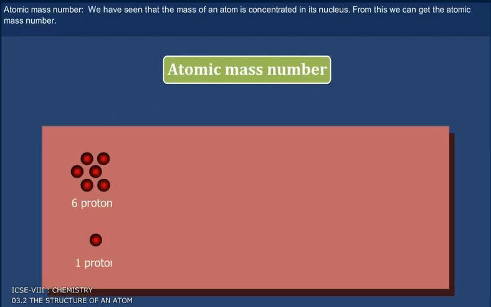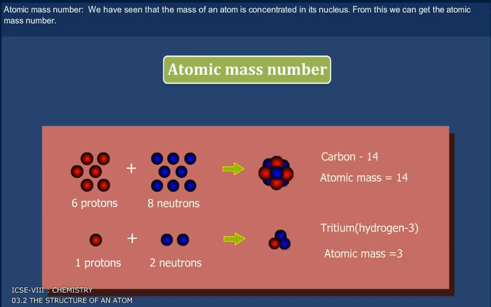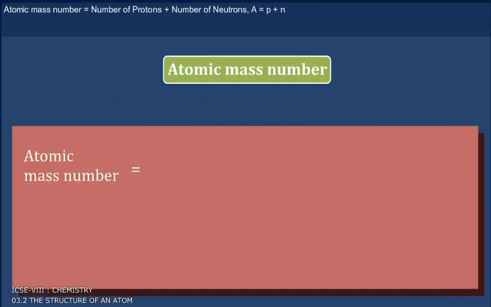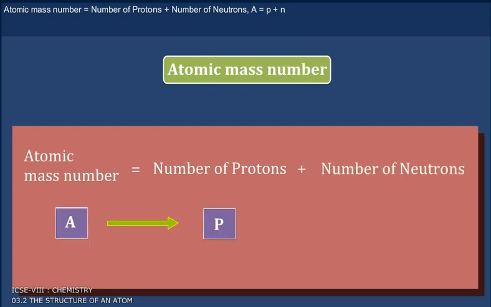Atomic mass number. We have seen that the mass of an atom is concentrated in its nucleus. From this, we can get the atomic mass number. Atomic mass number, that is A, is equal to the sum of the number of protons, that is P, and neutrons, that is N, in the nucleus. A is equal to P plus N.